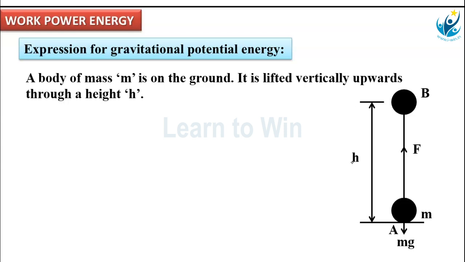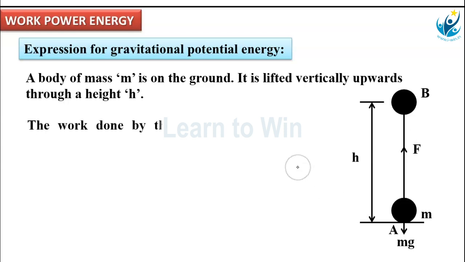Here, the body's mass is M. Its weight is mg, which acts downward. Now, we are going to lift it up, which means the applied force F must be in the upward direction. That applied force must be at least equal to the weight of the object, F equal to mg. This means a constant applied force is acting on the body to lift it. The constant force causes a displacement S.